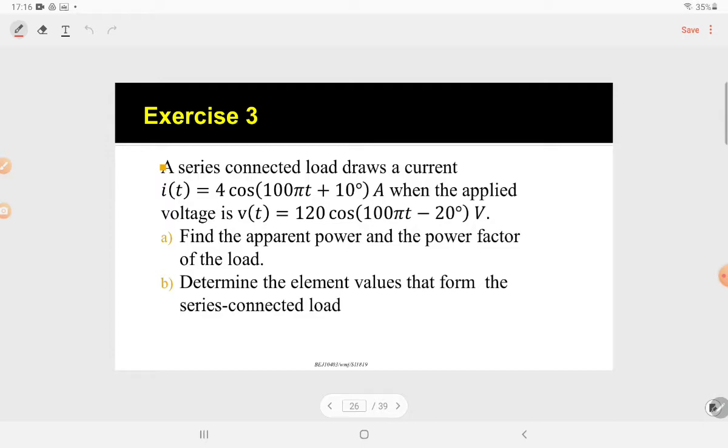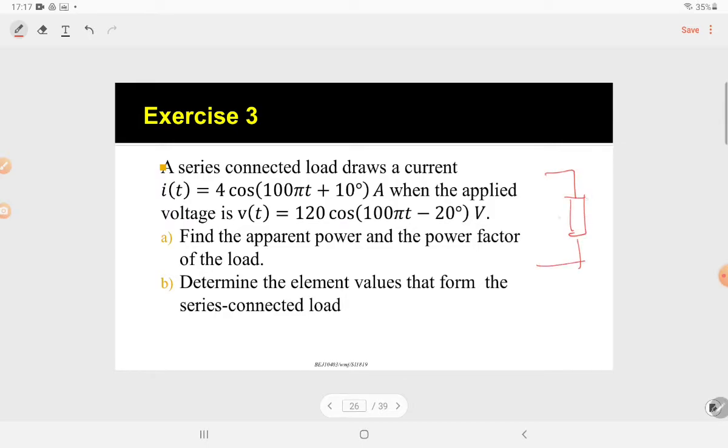Alright, this is another exercise. You are given a series connected load. A series connected load draws a current i of t equals 4 cos(100 pi t plus 10 degree) ampere when the applied voltage is v of t equals 120 cos(100 pi t minus 20 degree) volt. You need to find the apparent power and the power factor of the load.